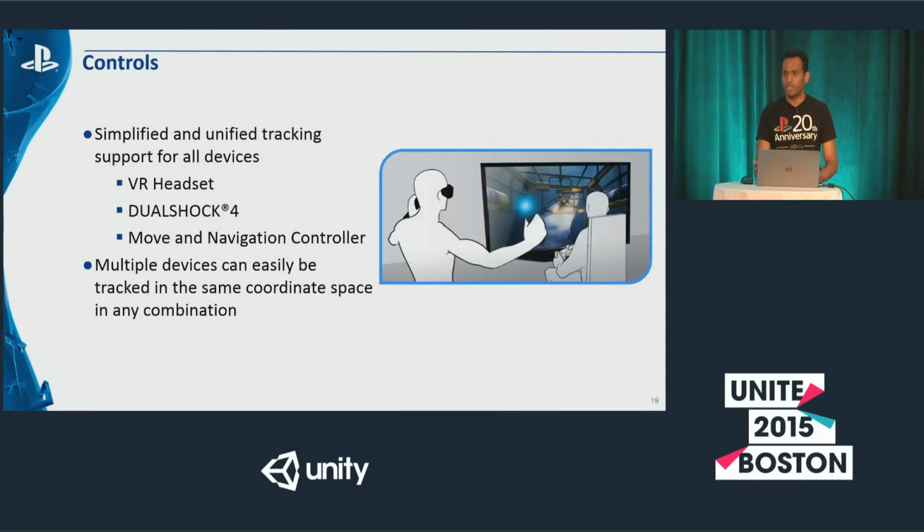Also, with the recent SDK and system updates, in addition to improving the tracking itself, we've also unified all the tracking support, all the tracking devices. So basically, multiple tracking devices can now be tracked in the same coordinate space in any combination, and that is going to be very efficient.